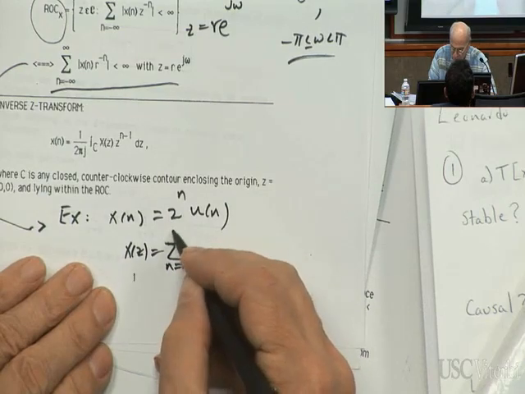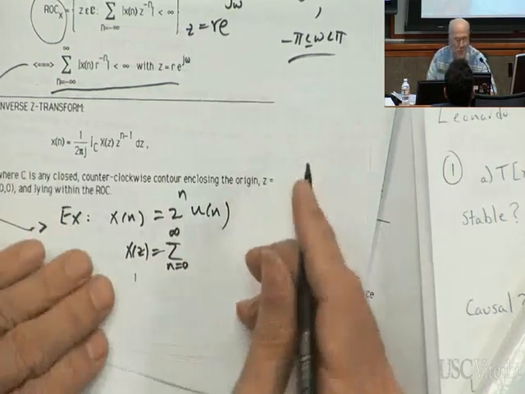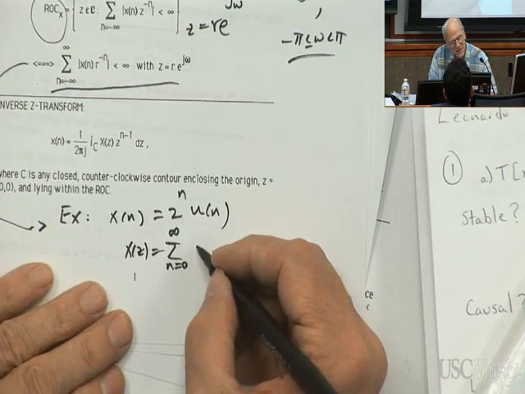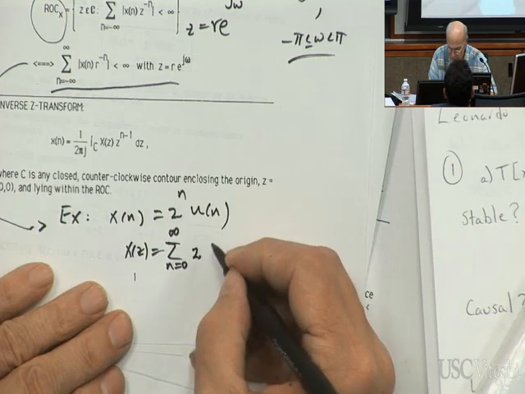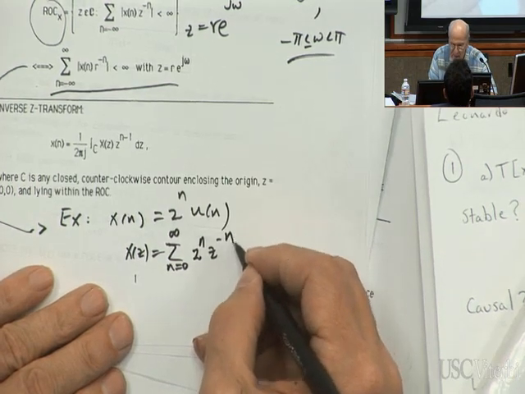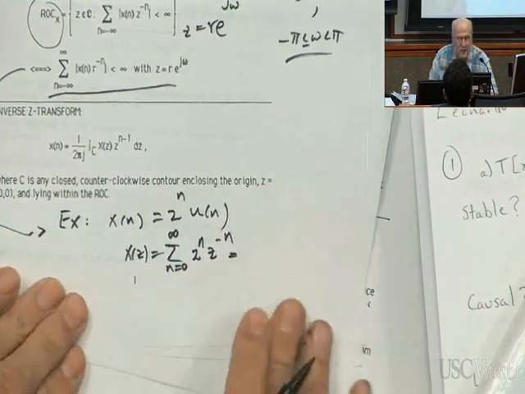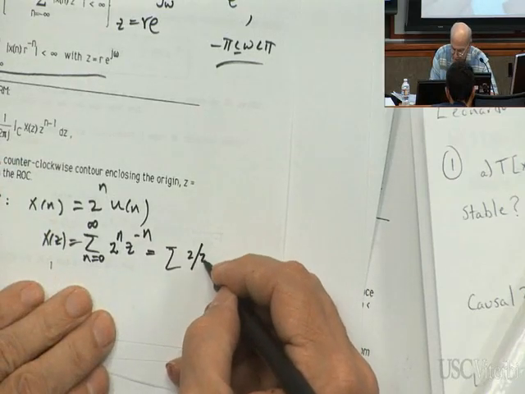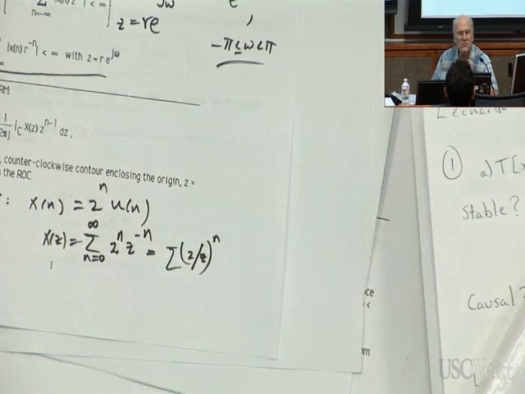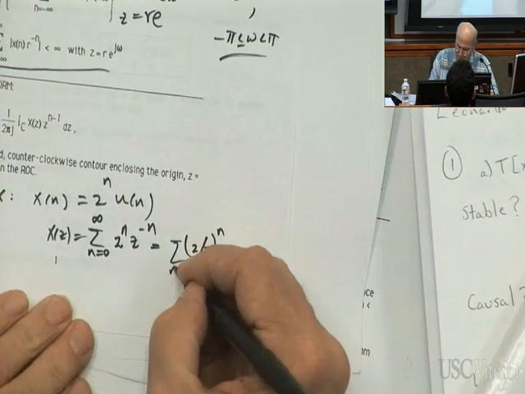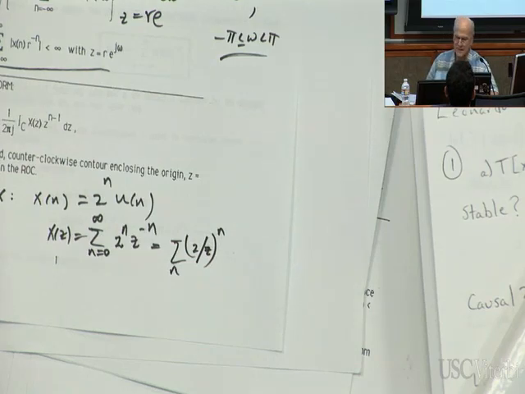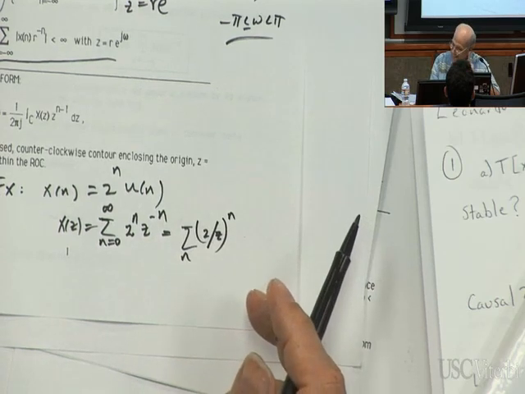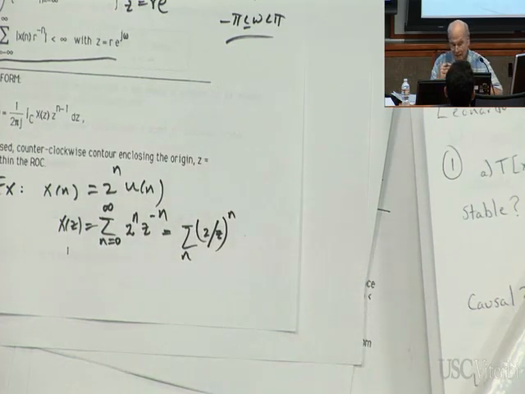But the z-transform, from 0 to infinity, and I'll come back to this example again, so you'll see it several times, is, what was it again? 2 to the n times z to the minus n. I believe that was it. I can write that as a summation of 2 over z, all raised to the power n. That's the z-transform. Interesting. So, like the DTFT, does it not converge? Yeah, it does converge in a given region.